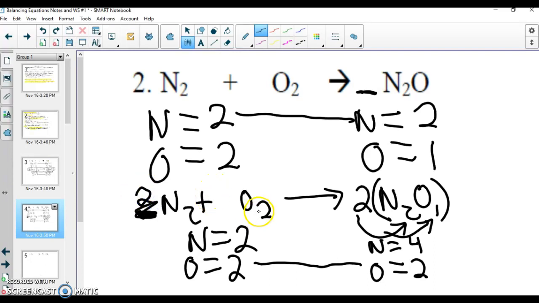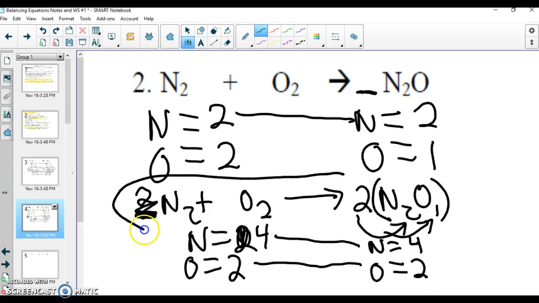And again, that will not do anything with this oxygen. And so 2 times 2, that's going to give us 4 nitrogen. And so we've got 4 nitrogen on the left, 4 nitrogen on the right. Oxygen is balanced. So I'm going to circle my correct answer. And then on the worksheet, I'm going to write the correct balanced equation. And then I'm ready to move on to my next one.